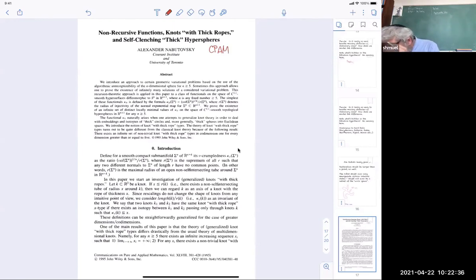And it's very relevant to the case. This appeared in CPAM, Communications in Pure and Applied Math, the Courant Institute journal. I was going to say I don't remember when, but I don't have to remember. It's down at the bottom. It's from 1995. And this was based on Alex's thesis.